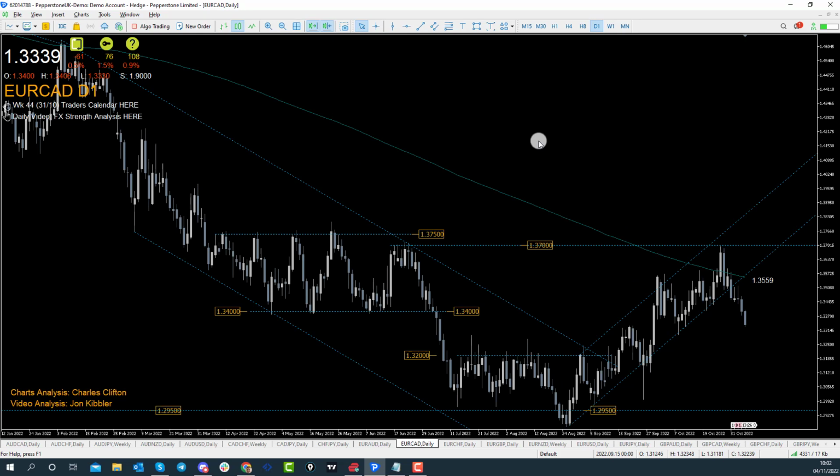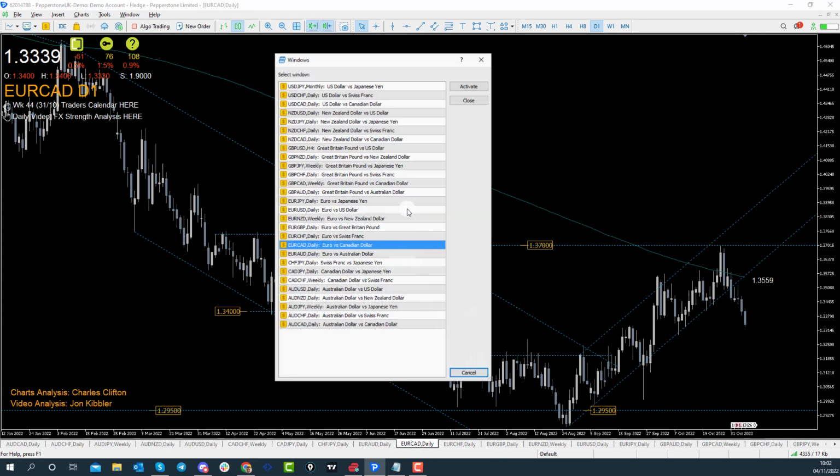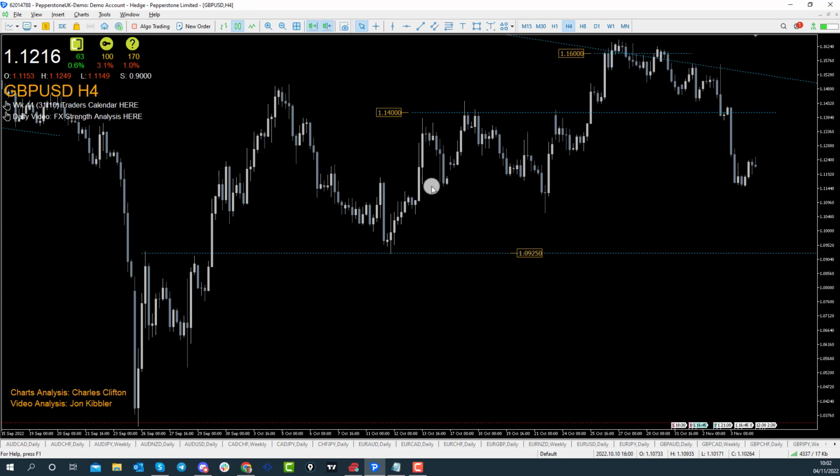So keep your eye on both pound US dollar and EURCAD. I'm just going to flick back to pound US dollar just to remind us that the 1.14 handle could act as a little bit of resistance.